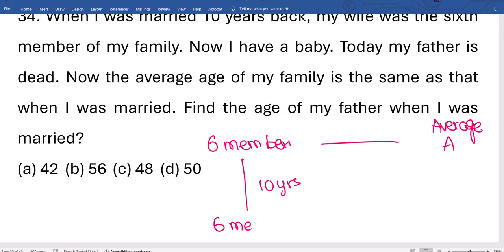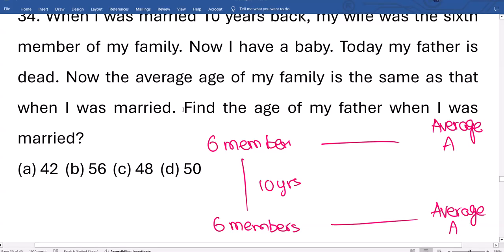Married 10 years ago. Now also 6 members available. Average is A. Generally, what is the concept? When age is increasing, average age will increase. But why still before 10 years and after 10 years same? There is baby came, father died. So more age person gone, so baby came. That's what, right?